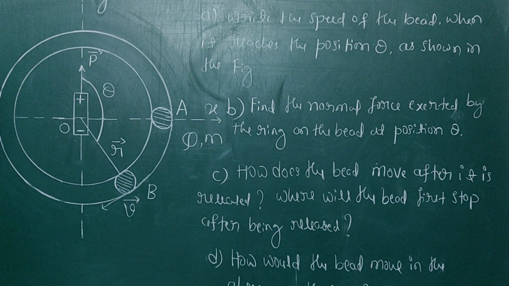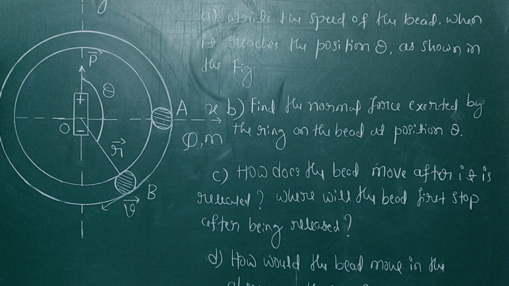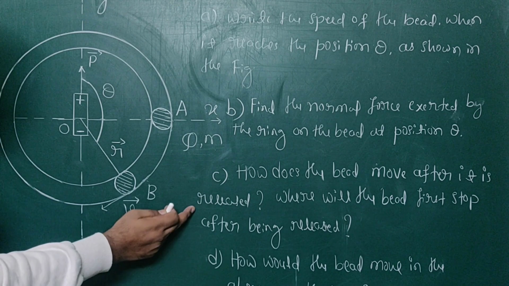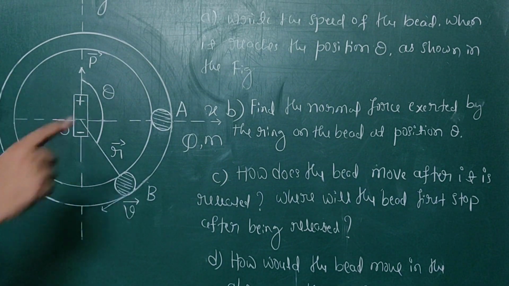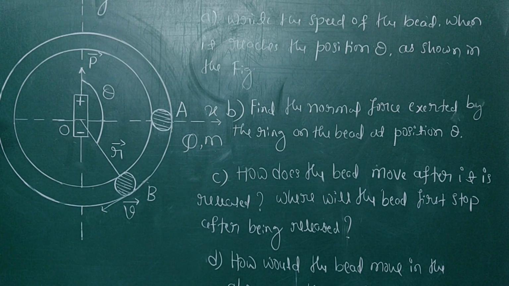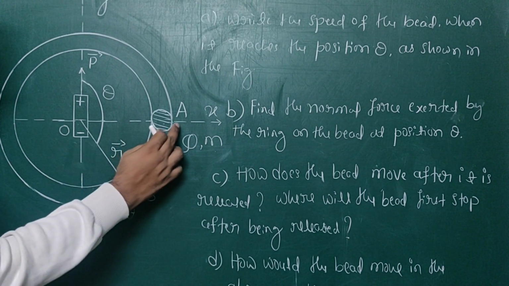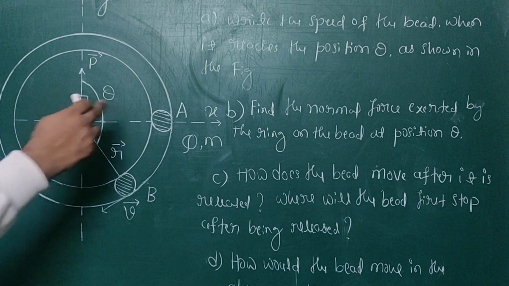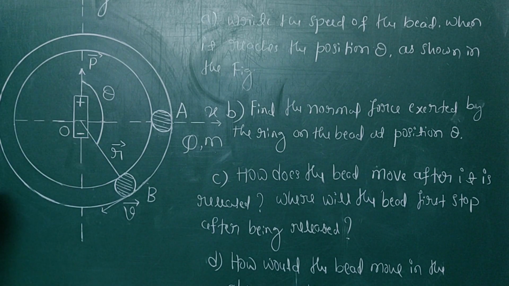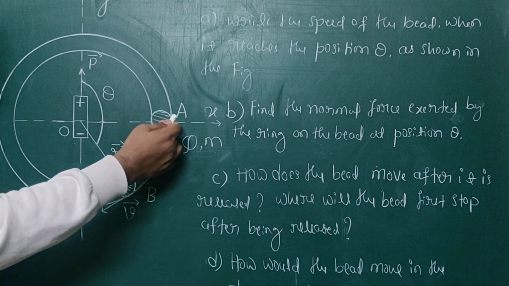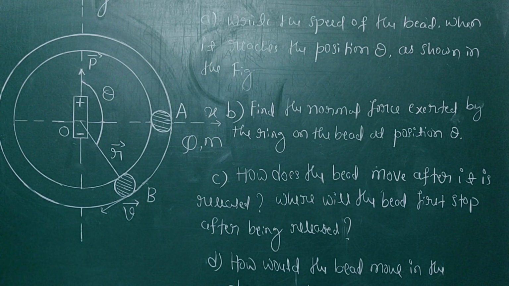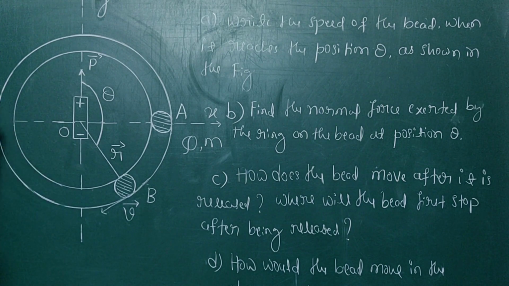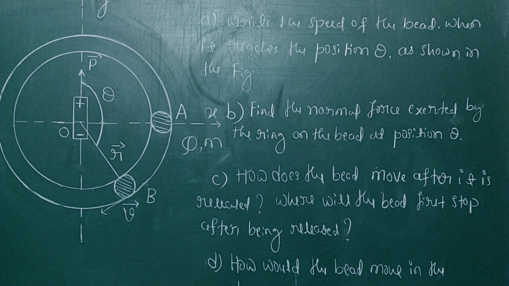In the third question, they are asking, how does the bead move when it is released, and where will the bead first stop after being released? That is, when the bead is released at point A, what is the nature of motion of the bead? Whether it covers a circular path or a semicircular path, what kind of path? And also we need to answer, after the bead is released at point A, where the bead is going to stop for the first time on the circular ring.